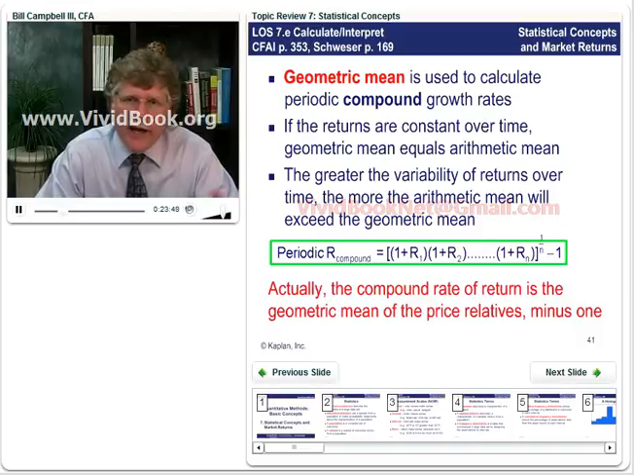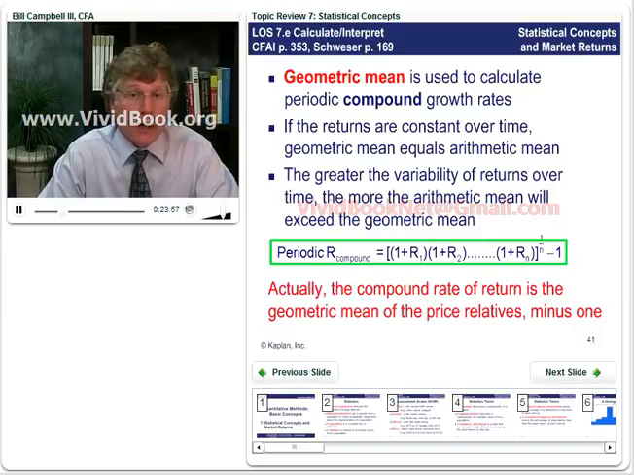We have n factors on the left. We have 1 plus R compound times 1 plus R compound times 1 plus R compound, n of those multiplied together. On the right, we have 1 plus R1, 1 plus R2, 1 plus R3, all the way up to 1 plus Rn, n of them multiplied together. So you can see what the symmetry is. It makes it, in my view, easier to remember.